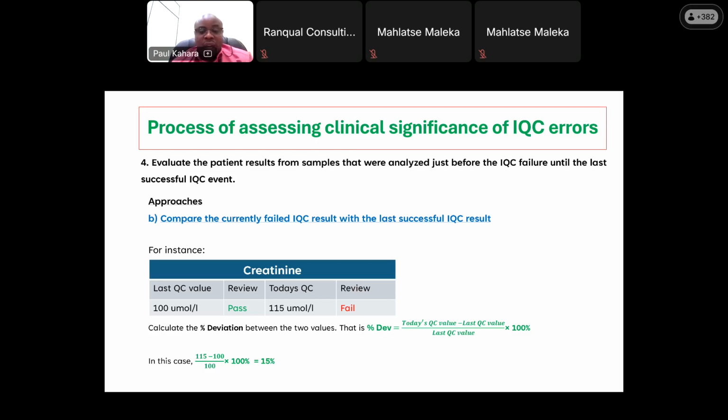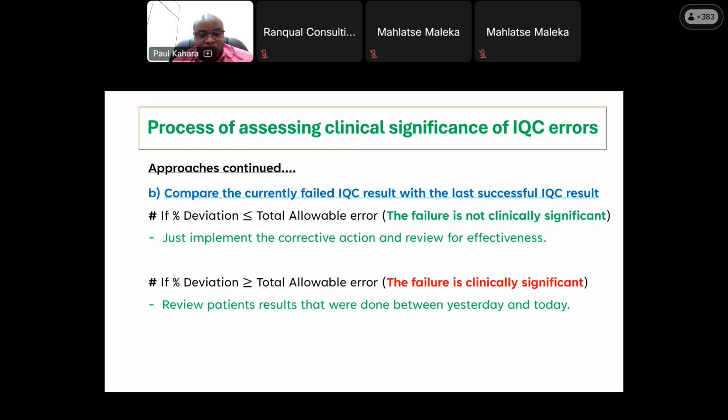Now, what you can do is to calculate the percentage difference by taking today's results, which we are saying are not correct, and subtracting what you got yesterday. Then whatever result you get, you divide by what you got yesterday, because yesterday's results were correct. Then you multiply that by 100%. What you have now is the percentage deviation between what you're getting today and what you reported yesterday. Now, what do you do with this percentage deviation?